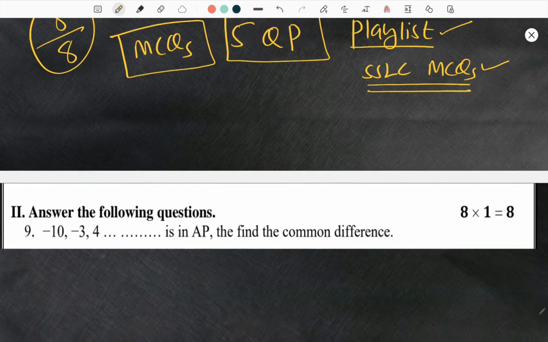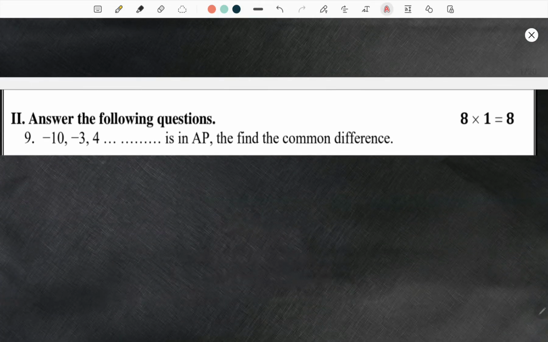Alright then, so let us see the first question. So here is the first question. Answer the following. You can look here, 8 into 1. Here is the 9th question. After 8 MCQs, we are going to get the 9th question. If minus 10, minus 3, 4, and so on is an AP, then find the common difference.